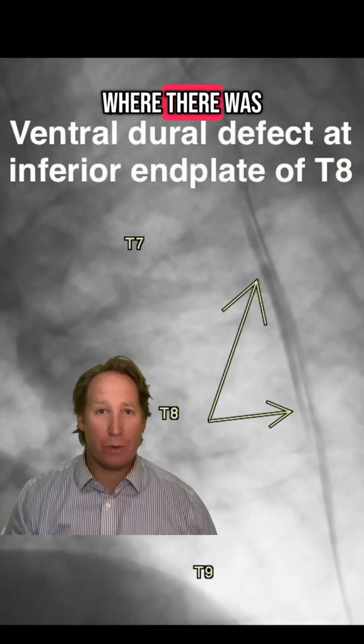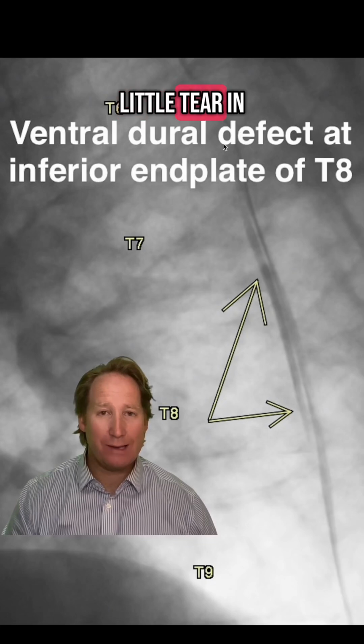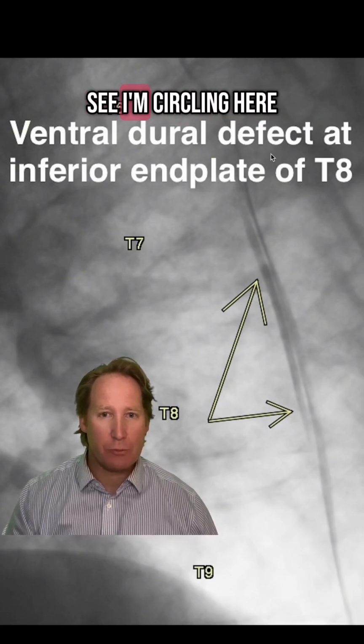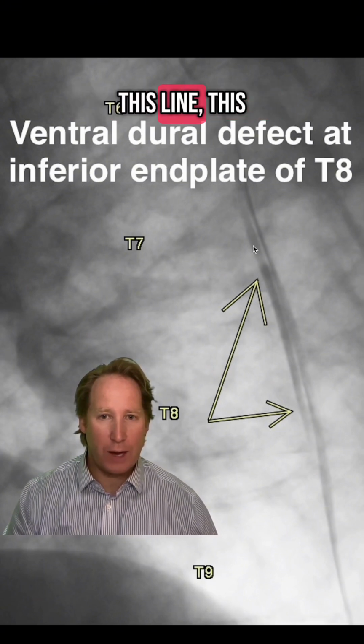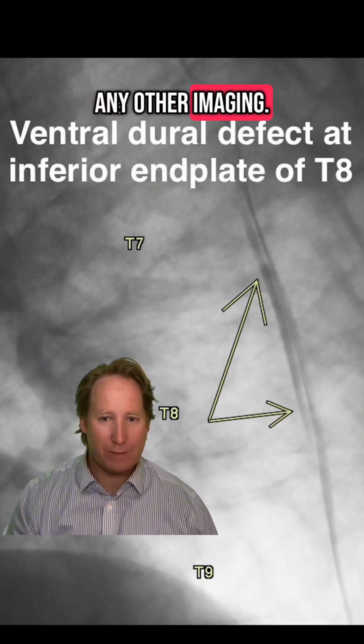Here's one case where there was a very teeny little tear in the dural membrane in front of the spinal cord. And you can see, I'm circling here, the spinal fluid was slowly seeping out where these 2 arrows are showing. You can see this line, this dark line right here. This is spinal fluid slowly seeping out that was not seen on any other imaging.